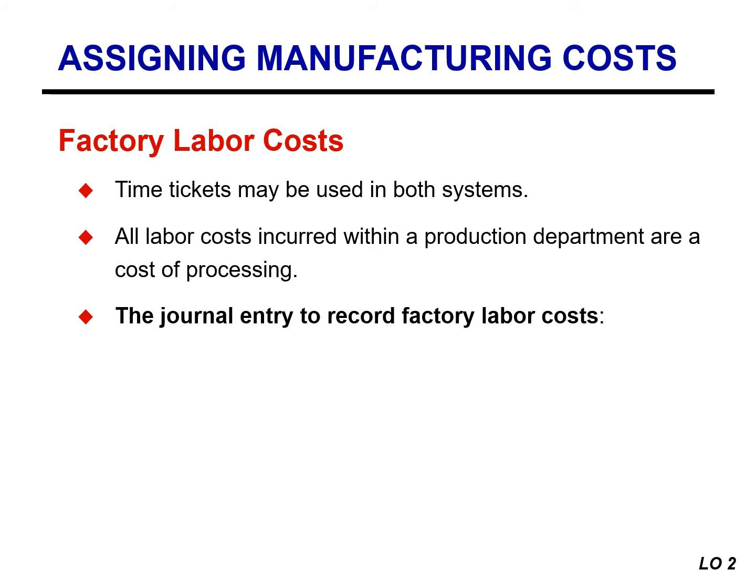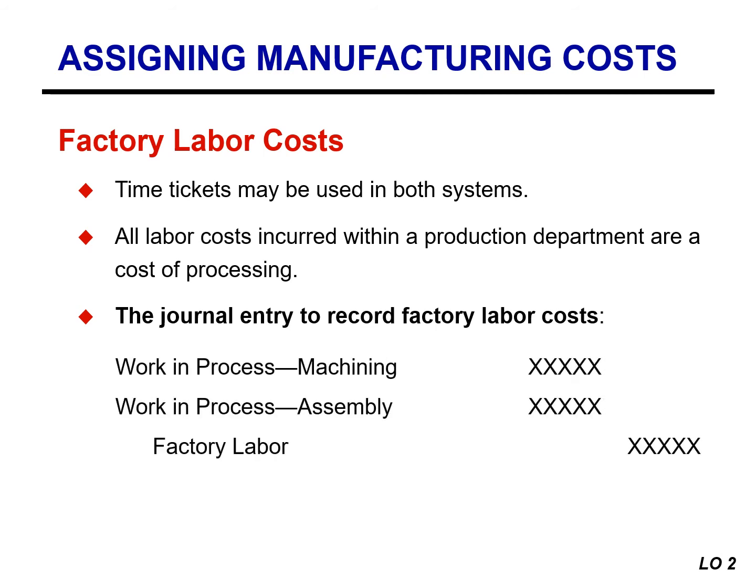In a process cost system, companies may use time tickets to determine the cost of labor for each production department. Since they assign labor costs to departments or processes rather than a job, they can obtain departmental payroll summaries. The entry to assign labor cost to machining and assembling for Tyler Company is debit work in process machining and debit work in process assembling and credit factory labor.